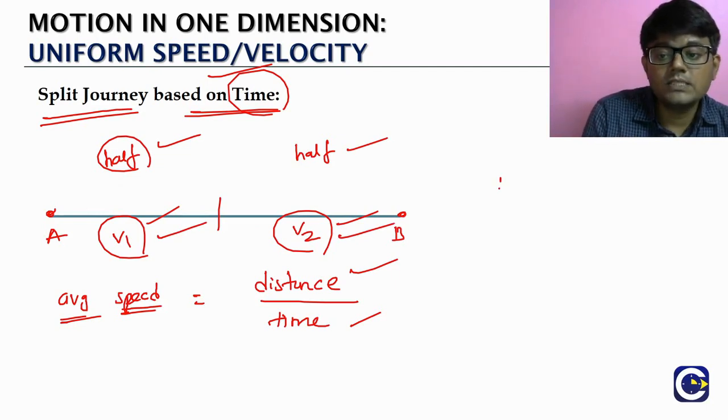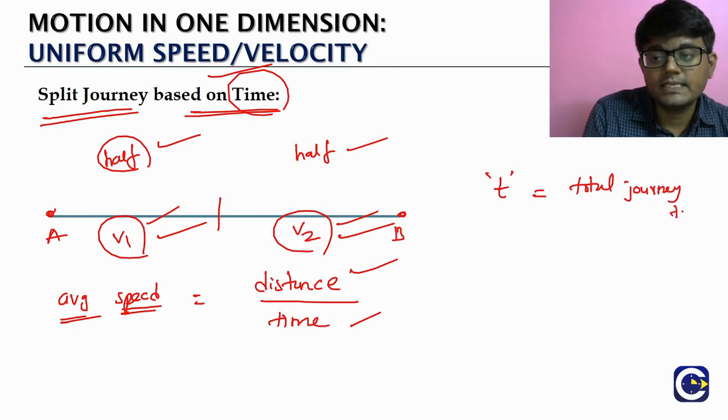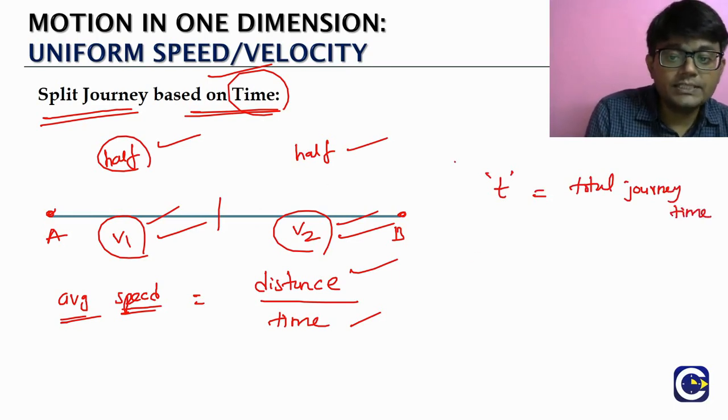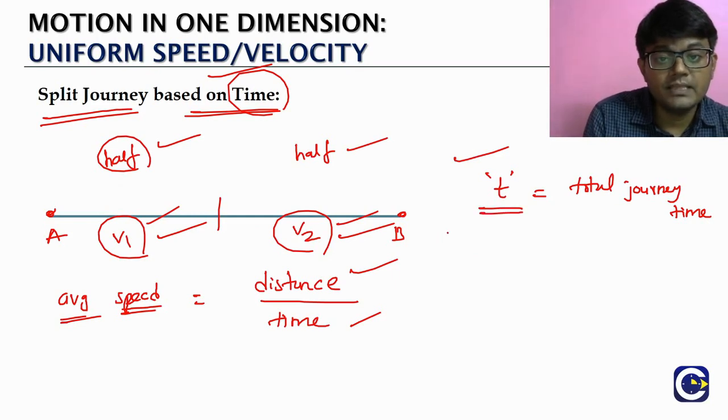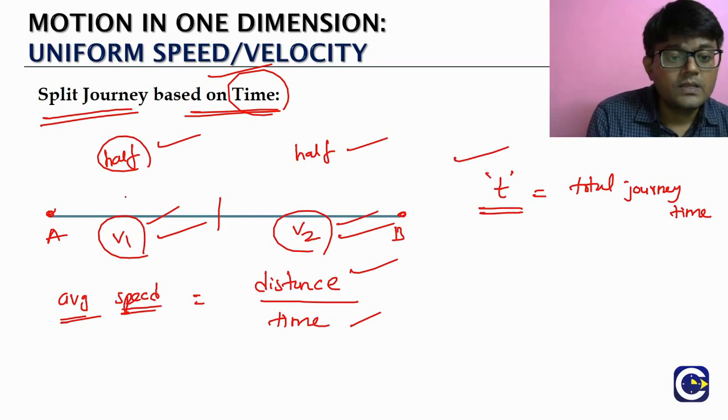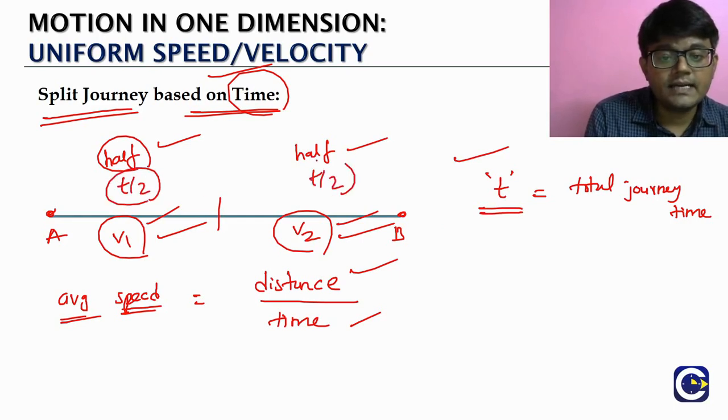So what we'll do is we'll start with one assumption. Let us say t is the total journey time. Now this t value obviously should not be coming in the final answer. So the first half of the time means t by 2, and the second half of the time will also be t by 2.